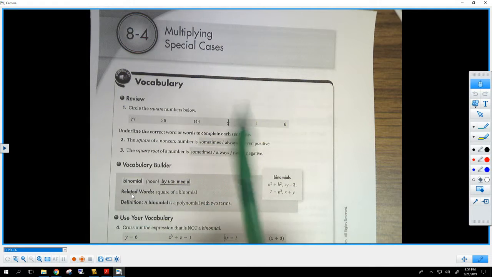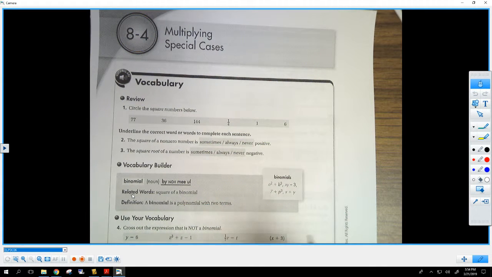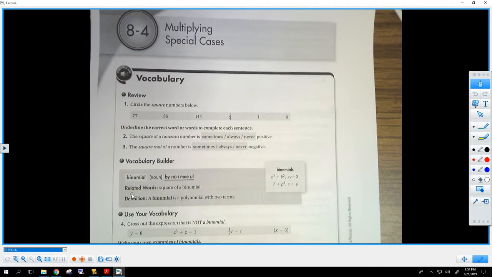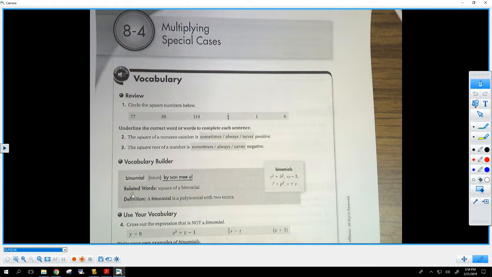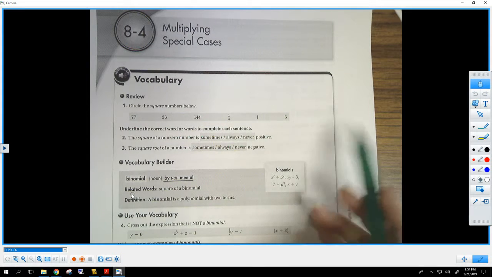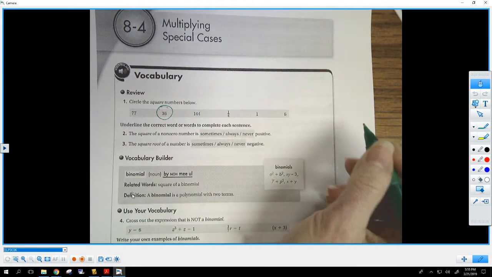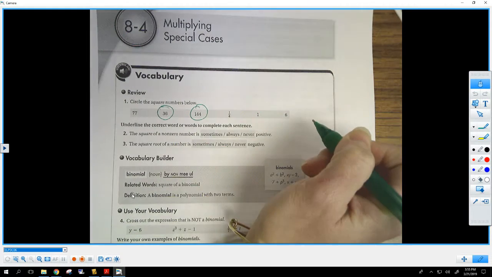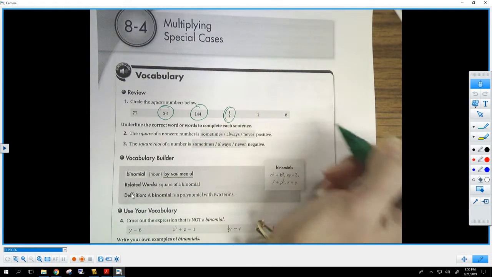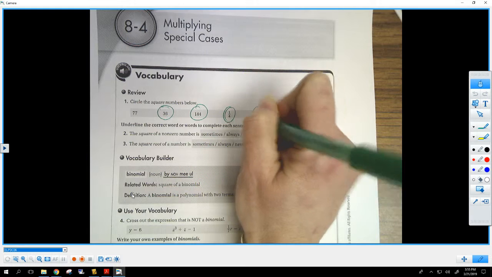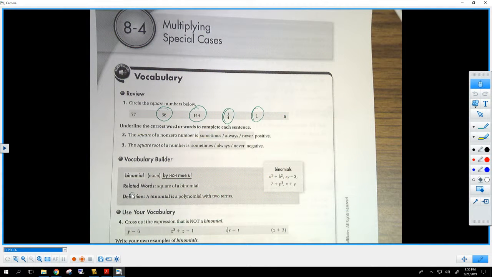So circle the square numbers. Remember, a square is like 4 times 4 is 16. So 4 squared would be 16. 16 is a perfect square. So which one of these numbers are squares? 36, that's 6 times 6. 144. 1/4, because that's 1/2 times 1/2. And remember that 1 squared is 1. Now 6, again, it's 6 times 2. It's not multiplying by itself. So that one doesn't count.